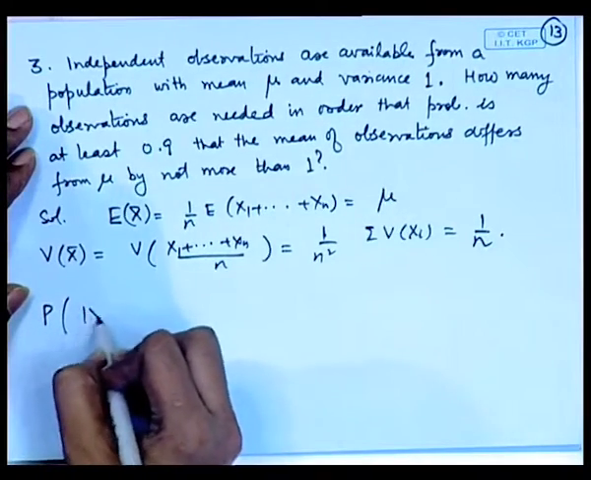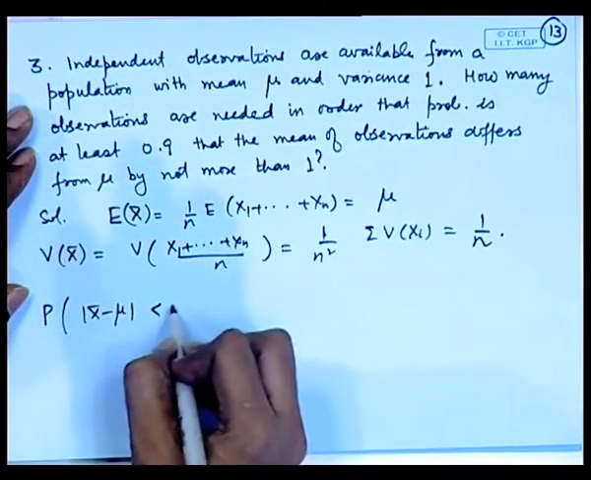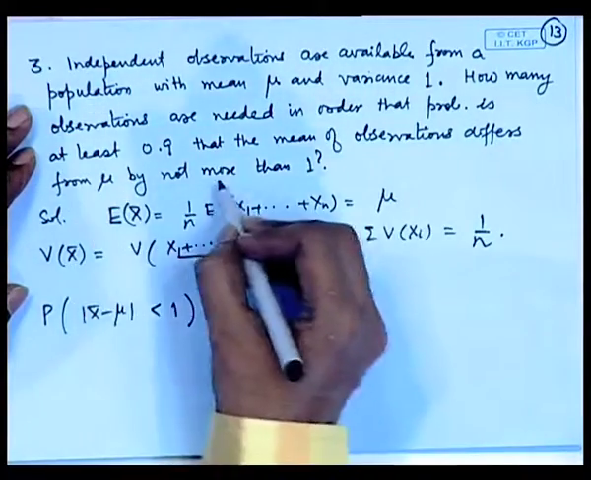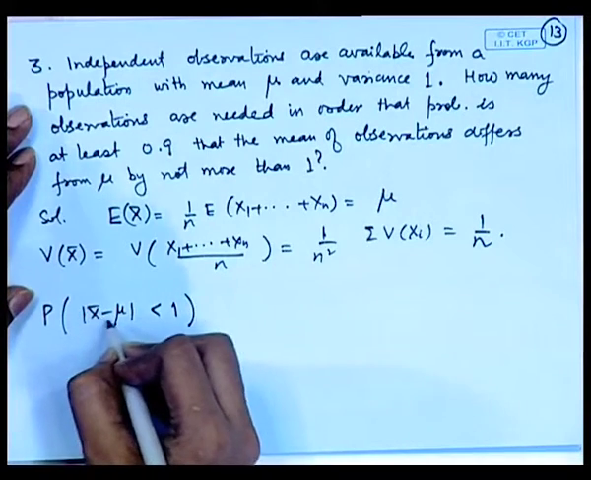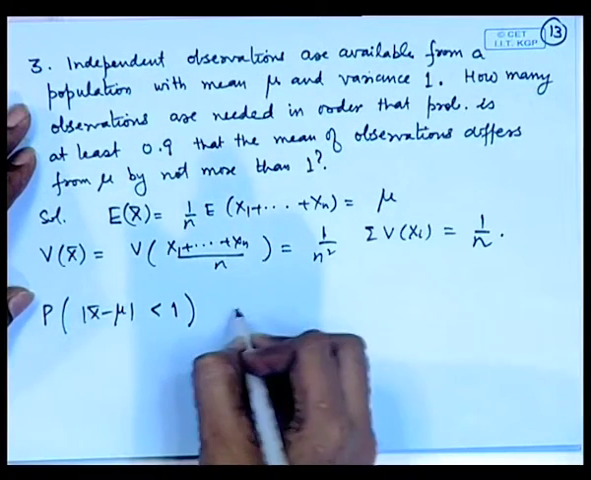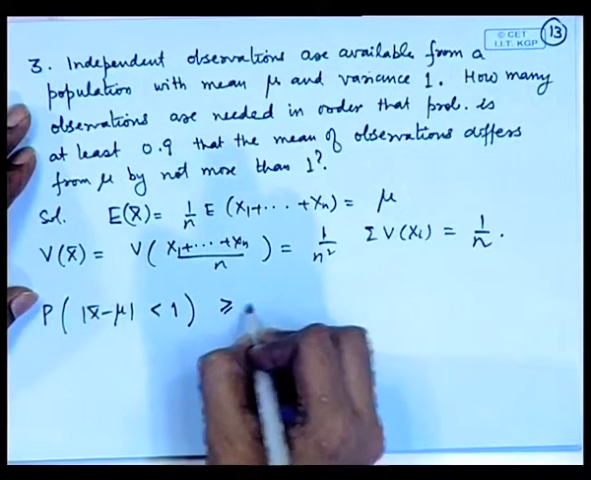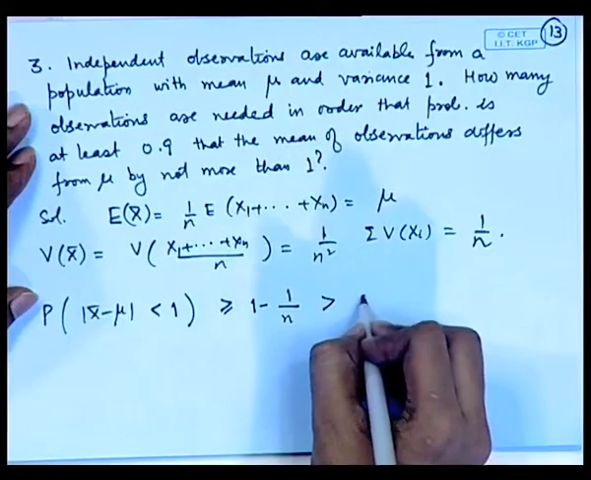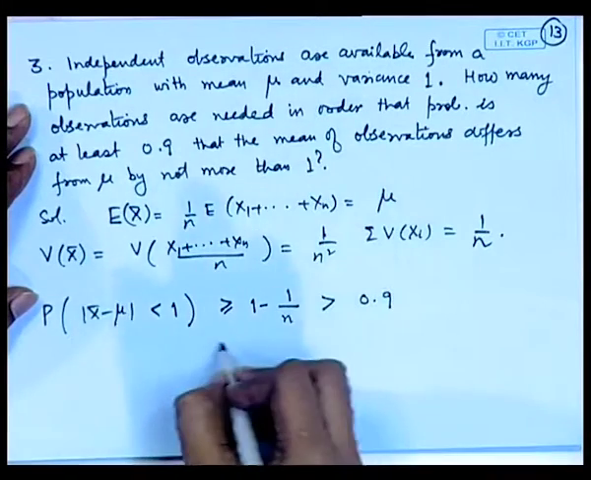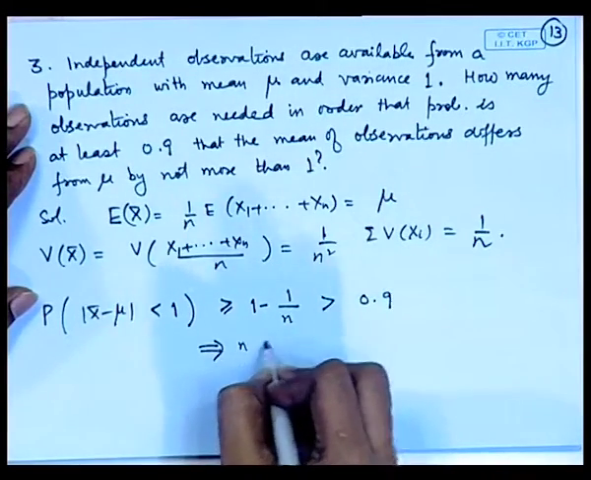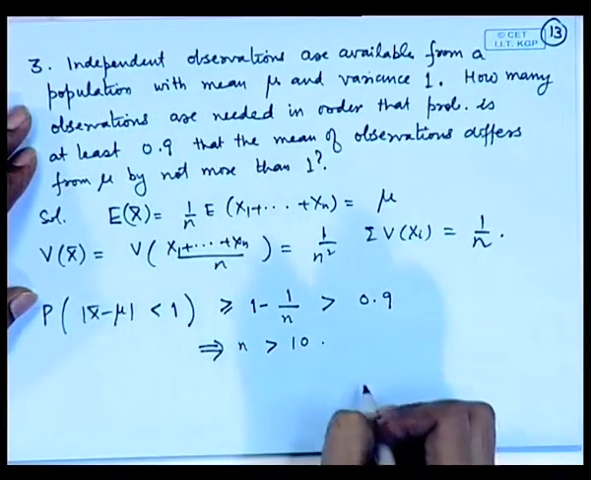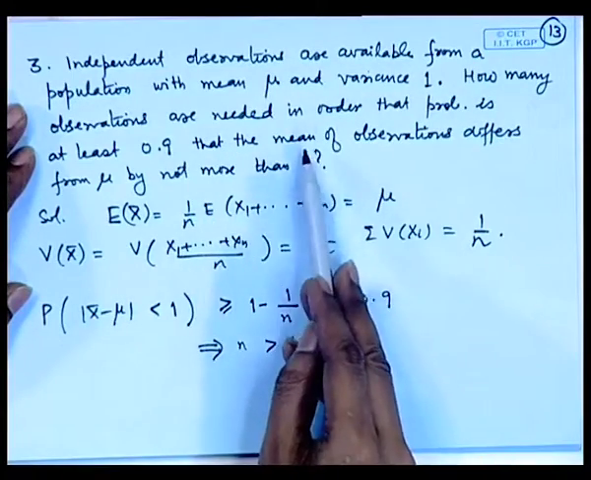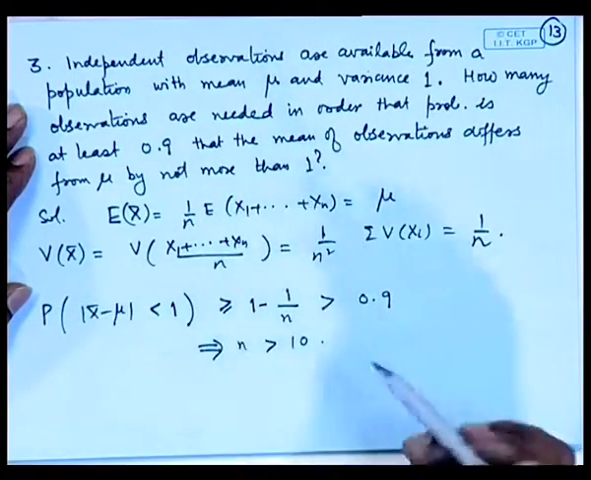So, the probability that the mean of the observations differs from mu by not more than 1 is the probability of modulus x bar minus mu less than 1. By Chebyshev's inequality it is greater than or equal to 1 minus 1 by n. Now, we want it to be more than 0.9. So, this means n should be greater than 10. So, we need at least 10 observations so that the probability that the mean of the observations differs from mu by not more than 1 is at least 0.9.